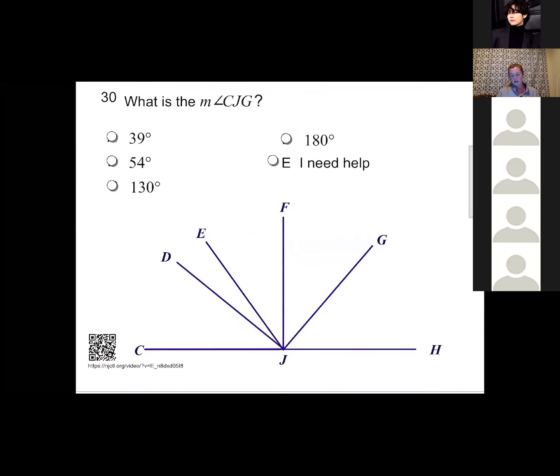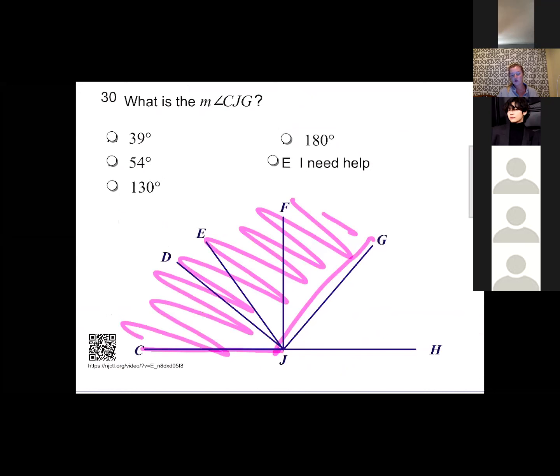So now we can look at process of elimination here. We have CJG. Well, you're talking about this whole entire thing here. That is larger than 90. Therefore, we can automatically eliminate those two.